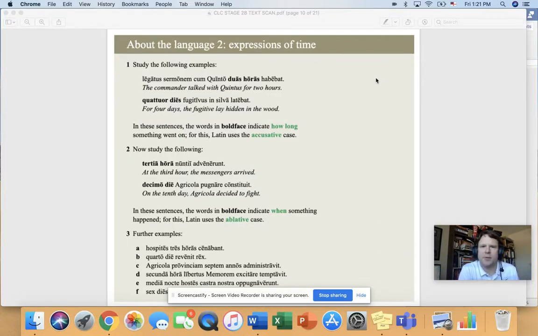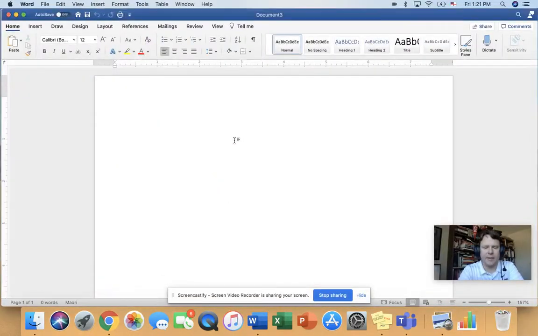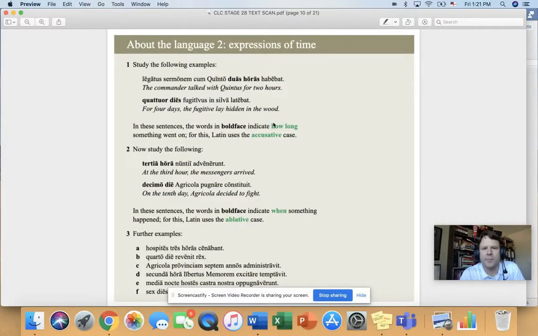Cambridge calls this expressions of time. What I'm going to call it is two terms. One is called the accusative of duration of time. The other one is called the ablative of time when. That's important enough that I want you to write that down in your notes: accusative of duration of time, and then ablative of time when. Now, they don't give you those names, but these are fairly self-explanatory.